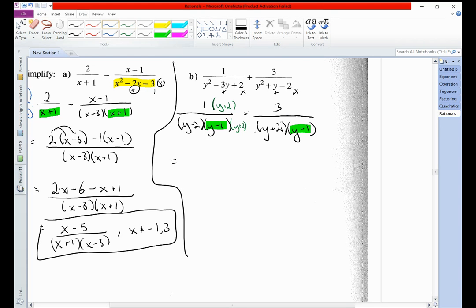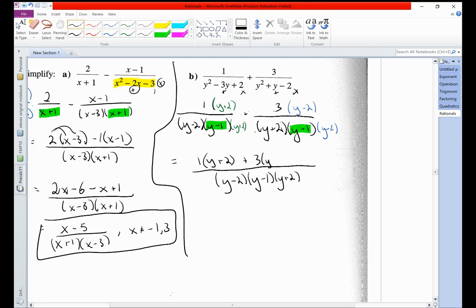And the second one we're going to multiply by y minus 2 in top and bottom to get common denominators. So what you are left with is 3 factors on the bottom: y minus 2, y minus 1, y plus 2. And on the top you have y plus 2. It's multiplied by 1, but you don't have to change that. Anything multiplied by 1 is just itself.